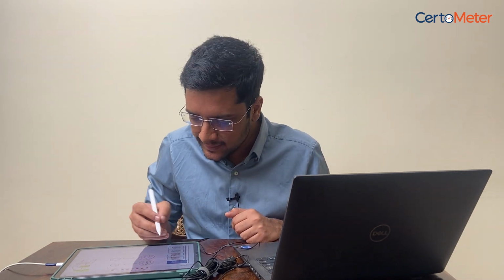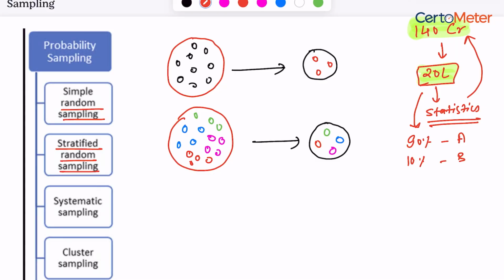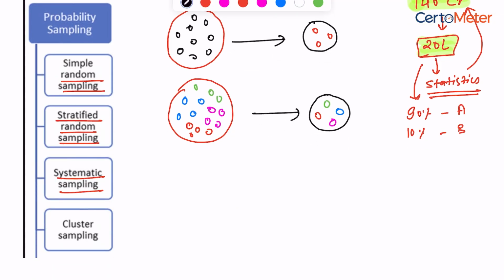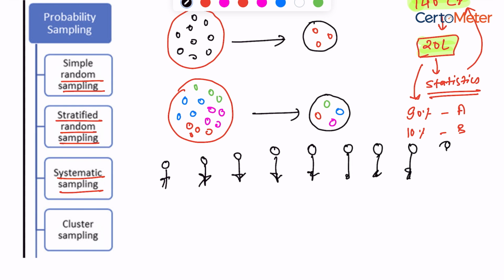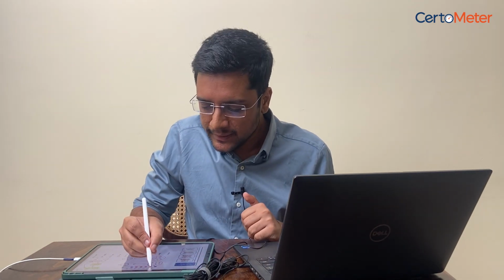The third technique is known as systematic sampling. Systematic sampling is basically when you follow a system to create your samples. So let's suppose I have 10 people with me. So 4, 5, 6, 7, 8, 9 and 10, right? So there are 10 people in my population, and I form a system that I am going to select every third person.